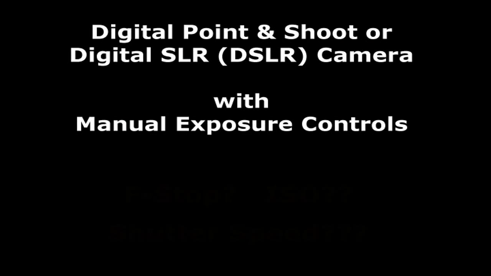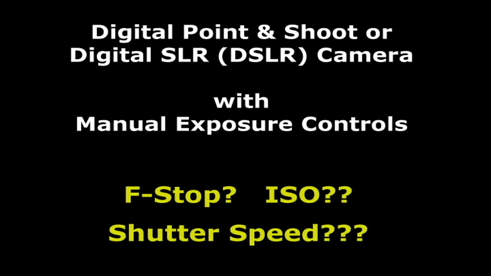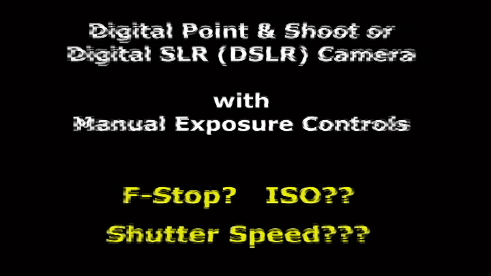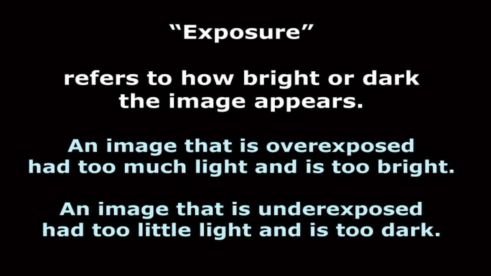This lesson is geared to people with digital point-and-shoot or digital SLR cameras that have manual exposure controls. We think about the words f-stop, ISO, and shutter speed. Frankly, most people get very confused by these terms. They all have to do with exposure, and exposure refers to how bright or dark the image appears. So an image that's overexposed had too much light and is too bright. An image that is underexposed had too little light and appears too dark.